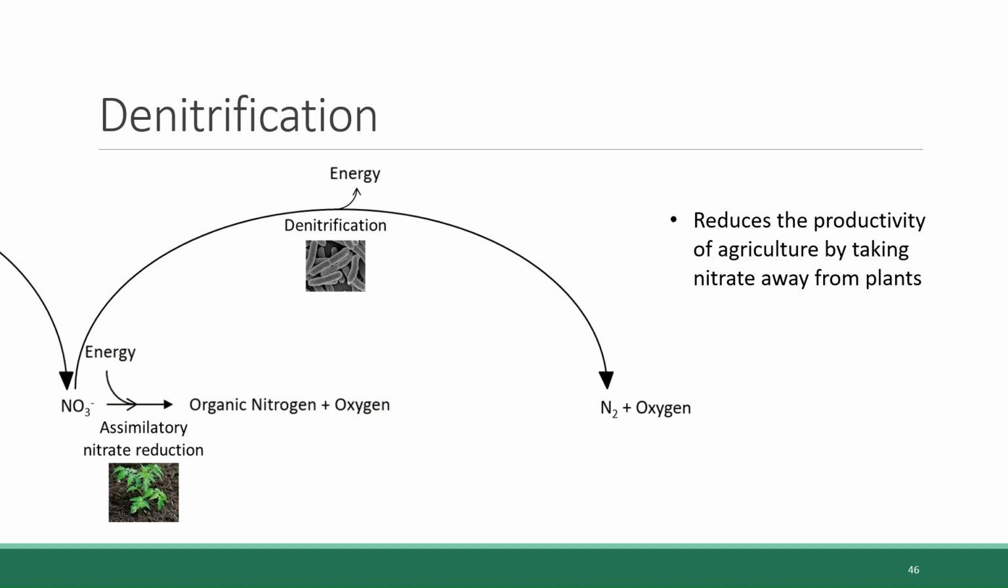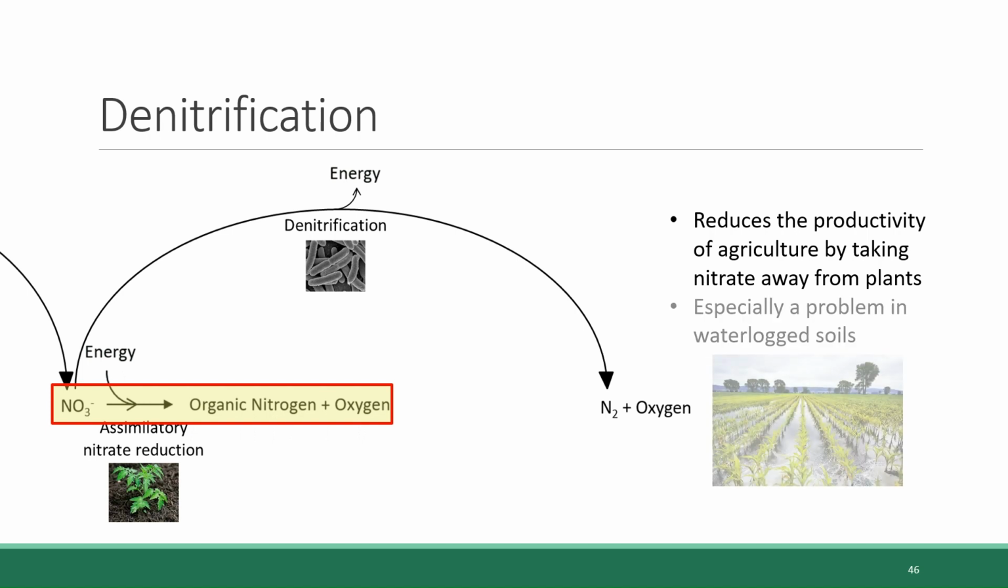While this does complete the nitrogen cycle, the denitrification step is considered a challenge for agriculture, because what farmers really want is for nitrate not to be consumed by denitrifying bacteria and turned back into useless nitrogen gas. What they want is for as much nitrate as possible to be channeled into assimilatory nitrate reduction, where it gets taken up by the crop plants.